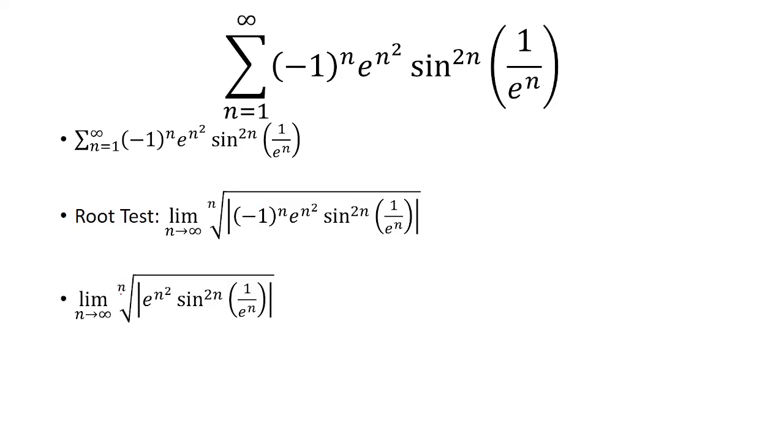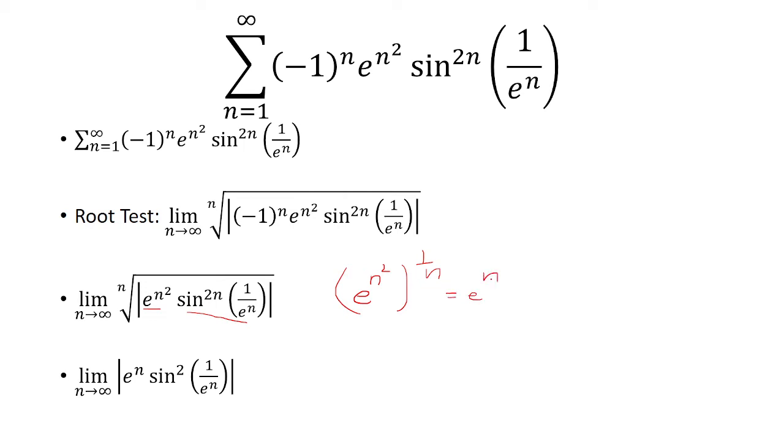Now I'm going to apply the nth root. So I'm going to take the nth root of both e to the n squared and sine to the 2n power. So e to the n squared, when I take the nth root of that, that's the same thing as raising it to the 1 over n power. And here you have an exponent to an exponent. N squared times 1 over n is just n. So e to the n squared becomes e to the n.